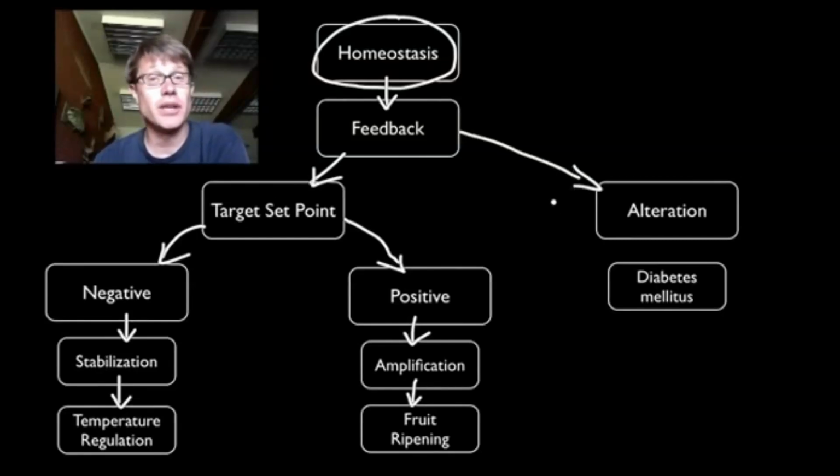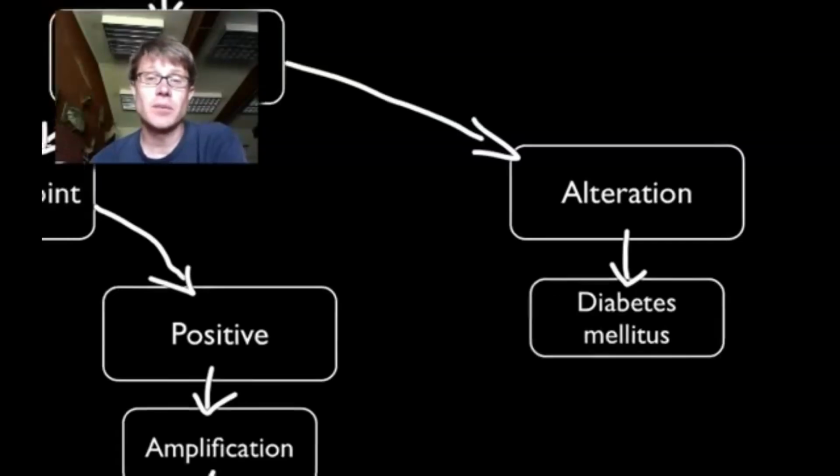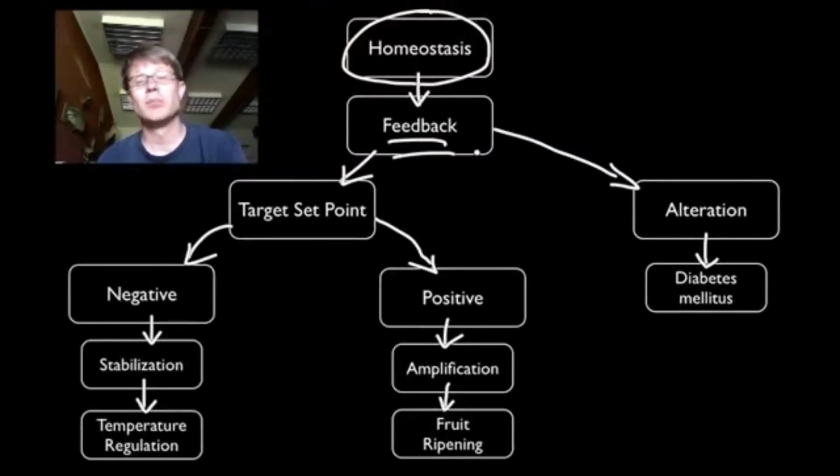You can always have alterations in that feedback loop, and that can lead to tragedy. An example would be diabetes, which is a problem in creating insulin or sensing that insulin. And so that's just a problem in a feedback loop, and it can lead to really bad things.